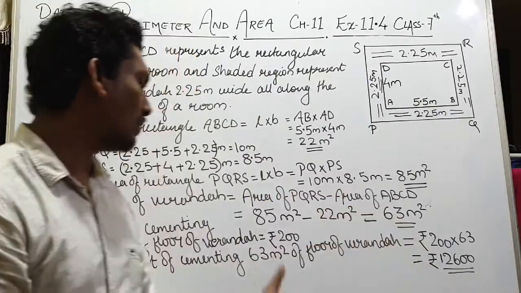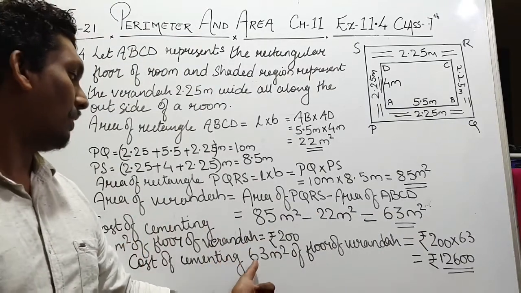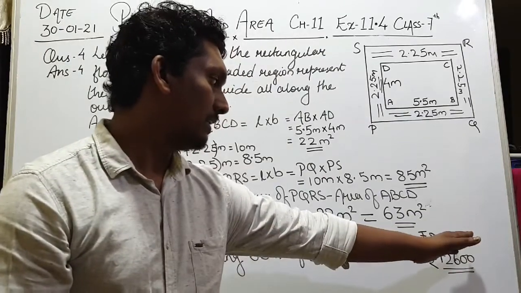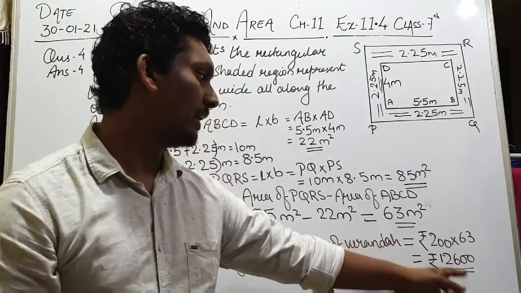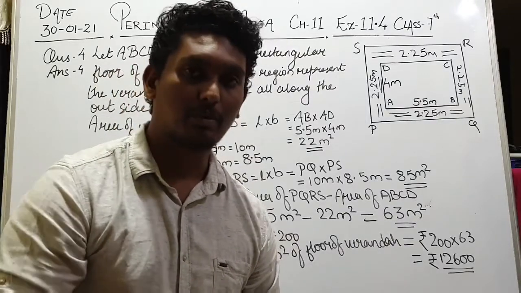So we get 63, and the cost is given rupees 200 for 1 meter square. So for 63 meters square, just multiply 63 with 200, and you will get rupees 12,600. Okay. Now the question is clear to you. Just go through it.